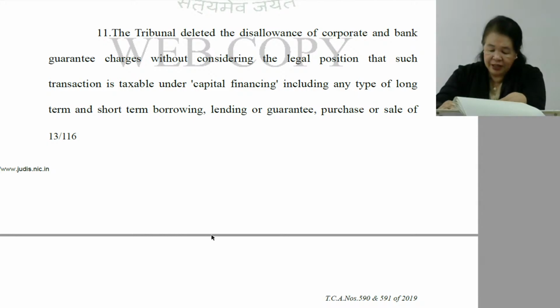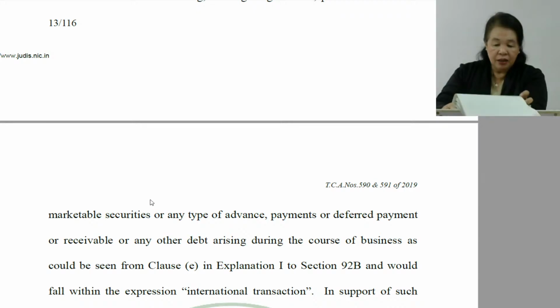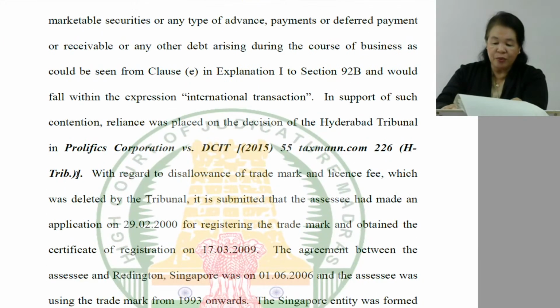The tribunal deleted the disallowance of corporate and bank guarantee charges without considering the legal position that such transaction is taxable. No? Dinilit lang niya, pero hindi niya inisip na taxable siya under capital financing, including any type of long-term and short-term borrowing, lending, or guarantee, purchase or sale of marketable securities or any type of advance payments or deferred payment or receivable. Dinilit niya, pero taxable yung transactions, no?